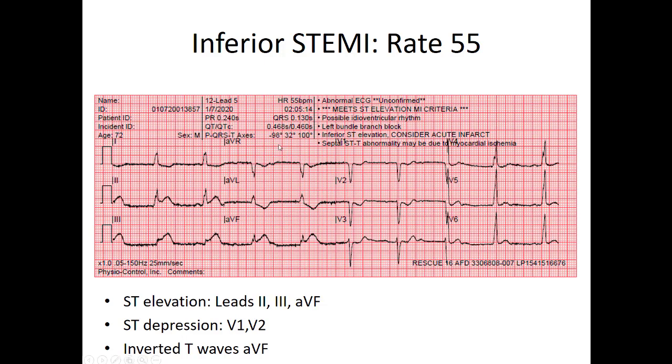Let's look at our axis and intervals. QTc is 460. Axis is up. Lastly, we look at our ST segments, II, III, aVF. There is ST elevation. I see some inverted T waves in V2, inverted T waves in aVL. I would call this an inferior STEMI.